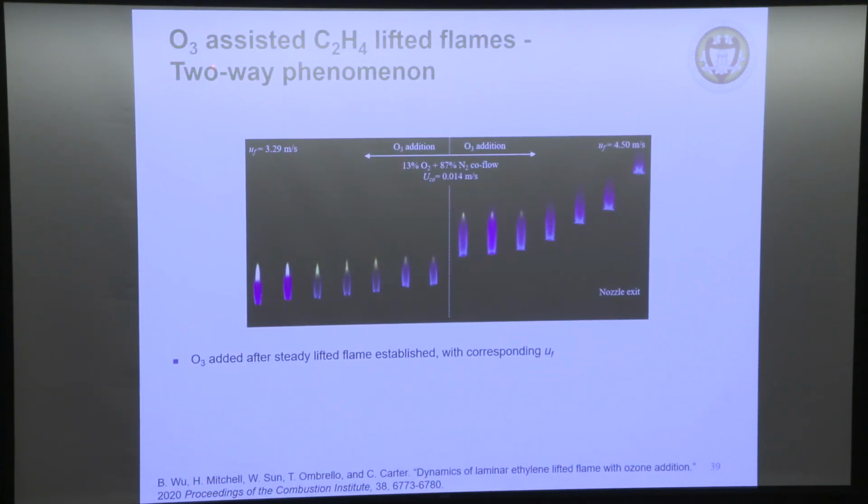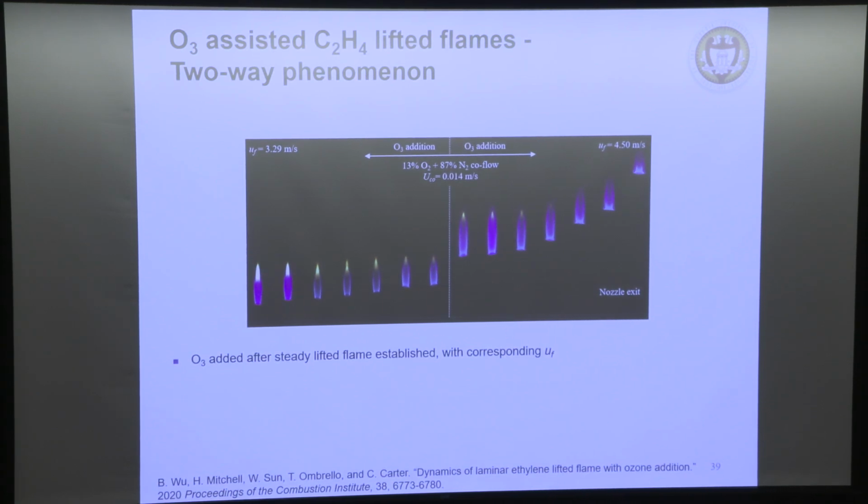Another example is the ozone reaction, and how plasma can generate ozone, with ethylene. What he showed is the ozone addition. In here, when you increase the ozone, the flame sits back at the burner. Here, when you increase the ozone, the flame lifts off from the burner. It was about understanding why, at different flow conditions, at high speed they lift off, and at lower speed they flash back.